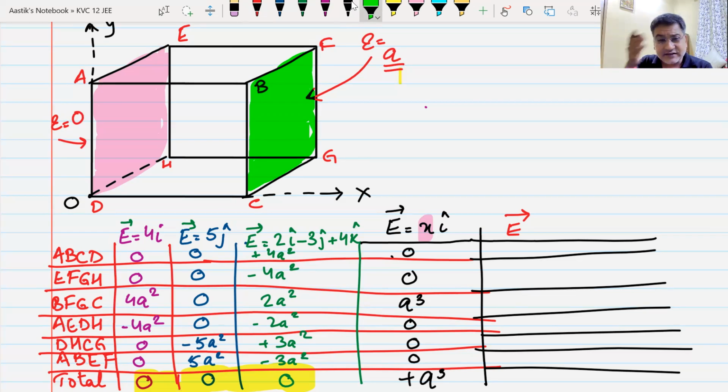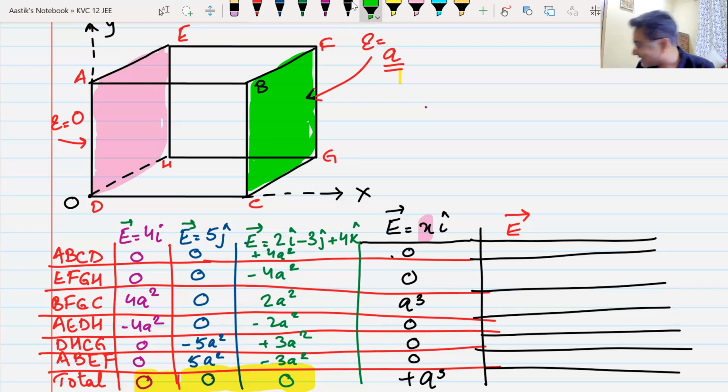This face is exactly similar to the pink face. In the pink face, the value of X was same for all, it was 0. Here, the value of X is same for all, but it is A. So electric field is constant. You understand this?